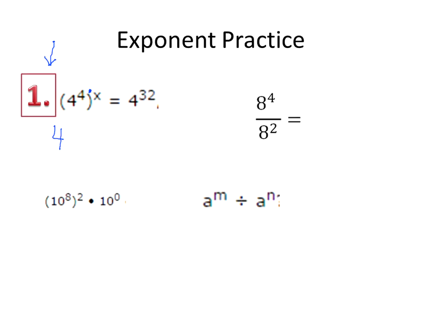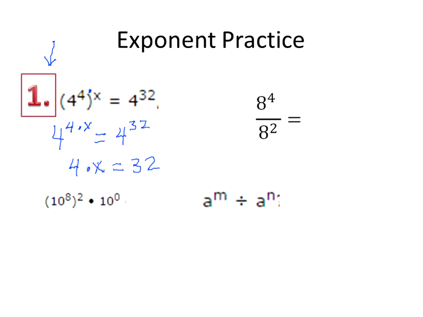So this would be the same as 4 times 4 times, oops, sorry, I put a 4 there. I meant to put an x there. Let me get rid of that. Okay, so we have 4 to the 4 times x equals 4 to the 32. So basically what that's saying is 4 times x, 4 times something, equals 32.